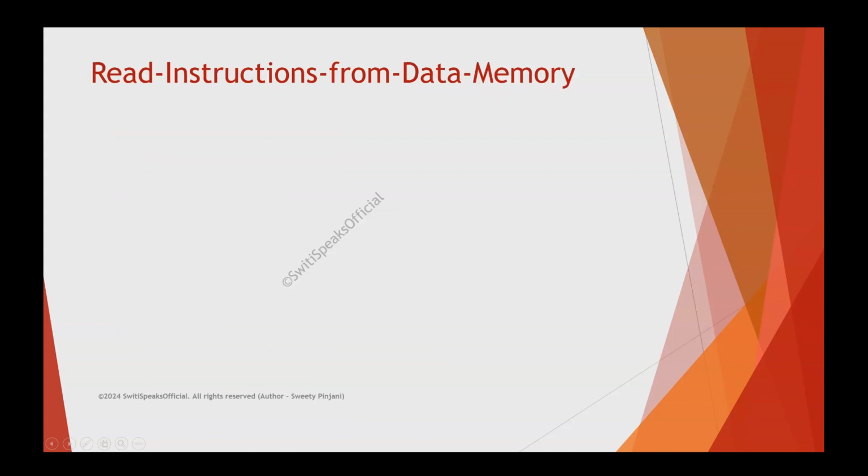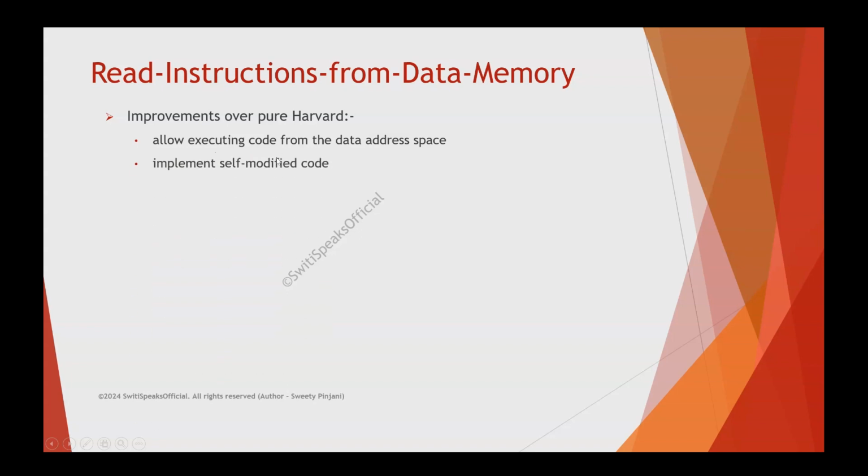Now let's see the second type, which was read instructions from data memory, which means that you will have instructions in instruction memory, but you will also have instructions inside your data memory. It provides some improvement over pure Harvard architecture. Let's understand what they are. It allows executing code from the data address space, because now you are also having instructions inside your data memory. That's why you can execute this code or instruction from your data memory also. You can implement self modified code.